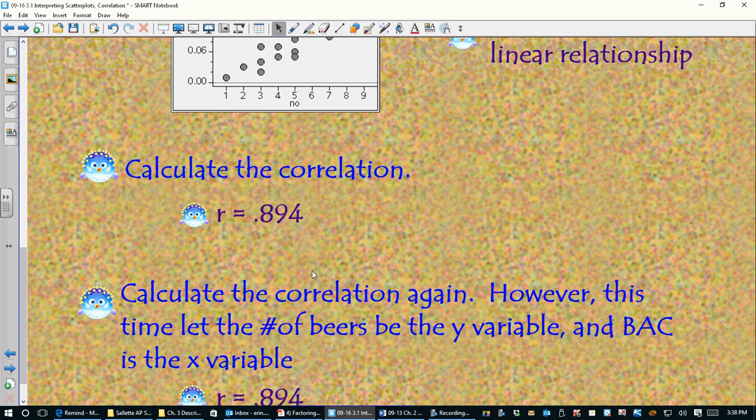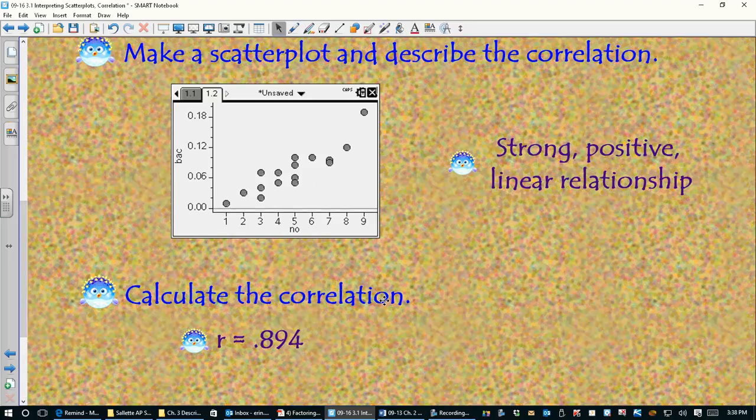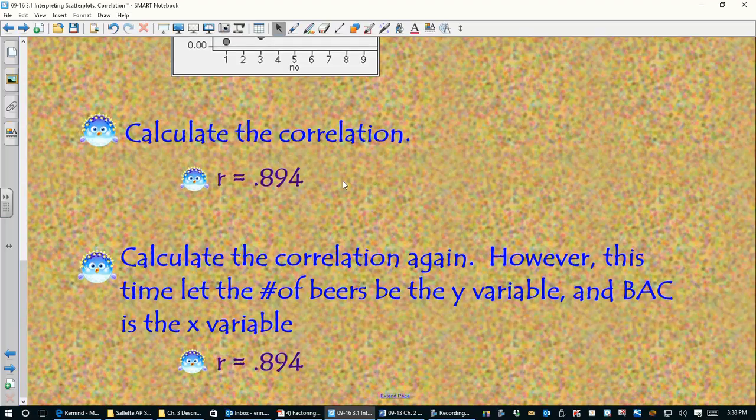It will have an effect on your graph and the relationship. So do not switch them in terms of determining your scatter plot and whatnot. However, switching them does not change what your R is.